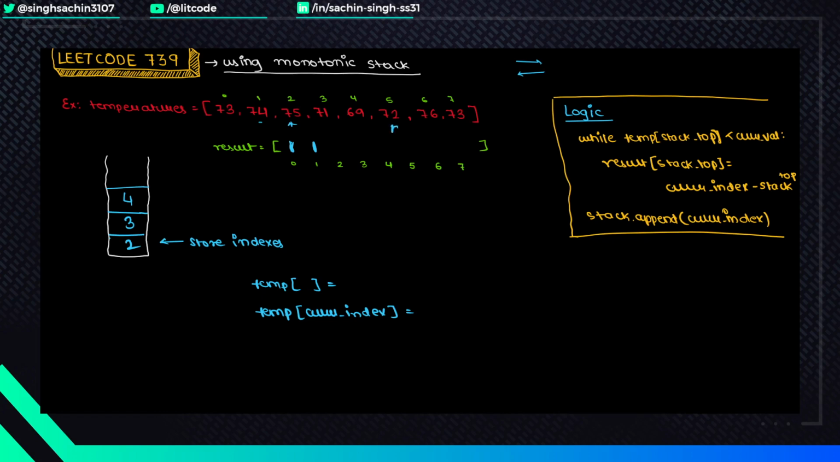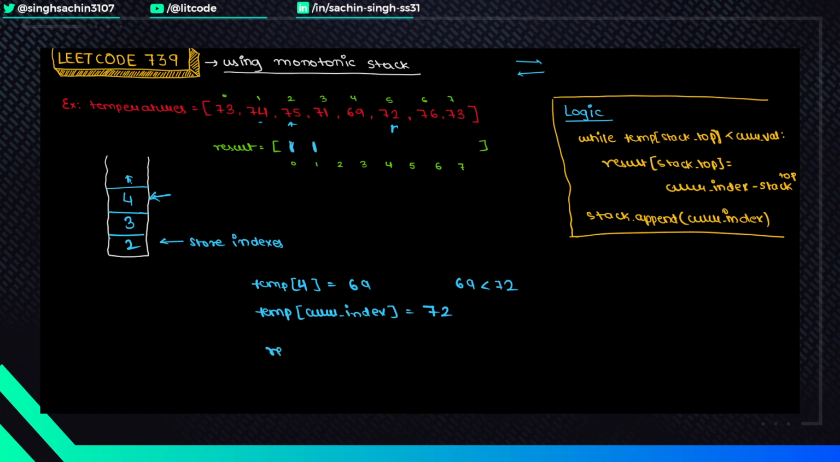Okay, current index is 5 and the value is 72. As we saw, the index at the top was 4, the value at 4 was 69, right? 69 is less than 72, and we are popping 4. Okay, we are processing this index right now.